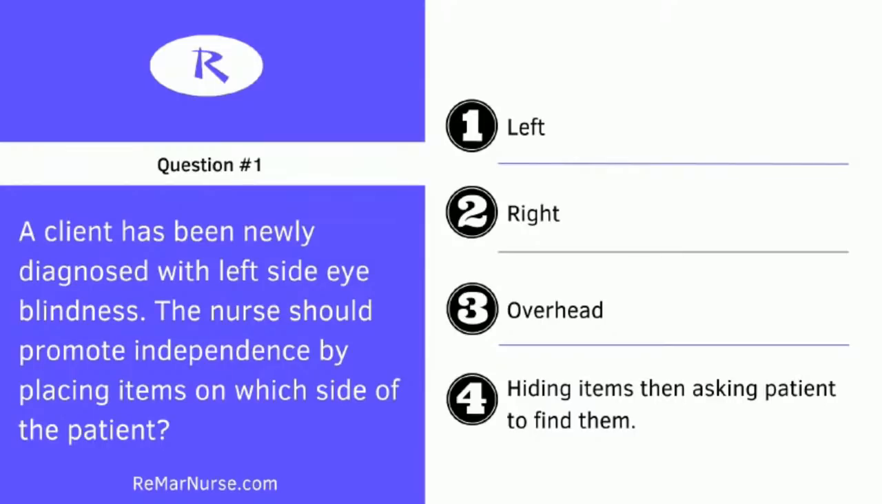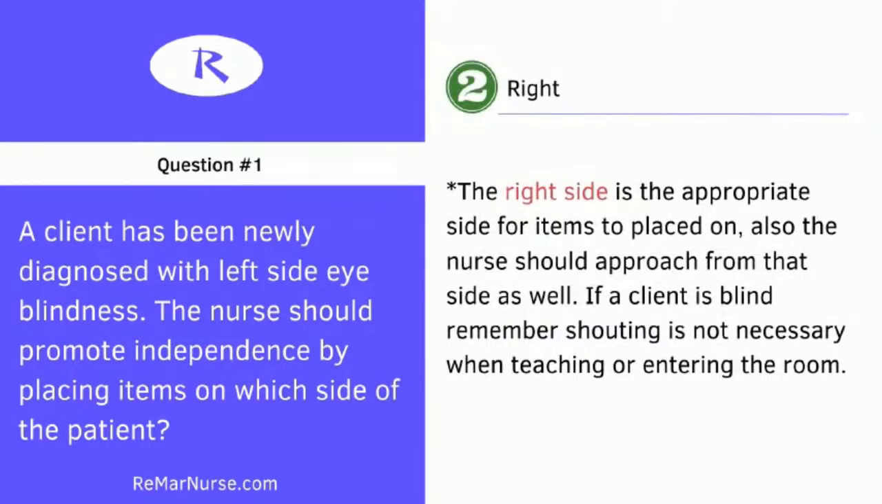The correct answer is going to be number 2, the right side. Just as a general principle, whenever clients have issues on one side, weakness particularly, we want to put the objects on the strong side. So the right side is the appropriate side for items to be placed on. Also, the nurse should approach the patient from that side as well, in case we're handing them anything. And if a client is blind, remember, shouting is not necessary when teaching or entering the room.